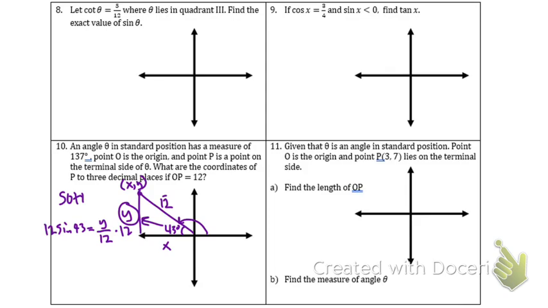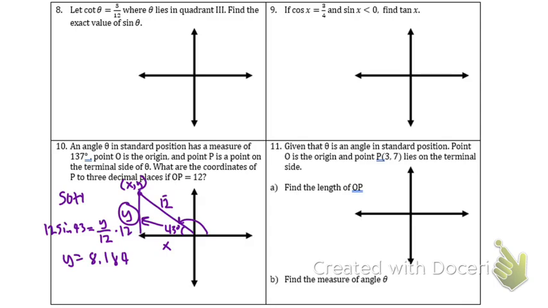Make sure that we are in degree mode, and y is going to be 12 times sine of 43 degrees, which is 8.184 if I round to 3 decimal places like this says. And then to find x, you don't want to use the Pythagorean theorem here and take your rounded answer and plug that in. So we're just going to use trig ratios again to get a more exact number.